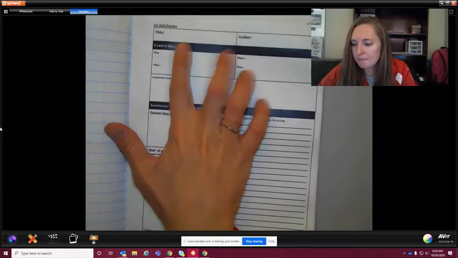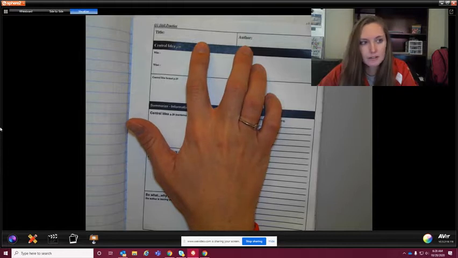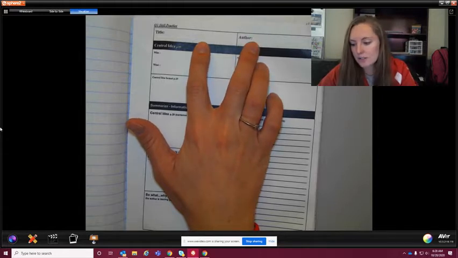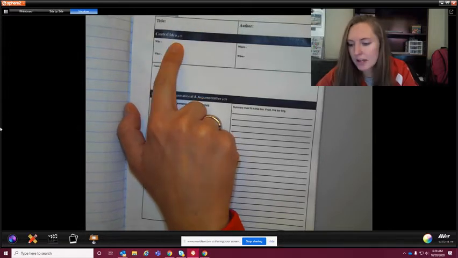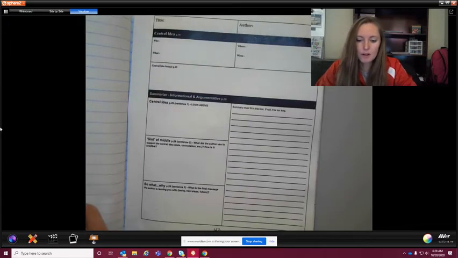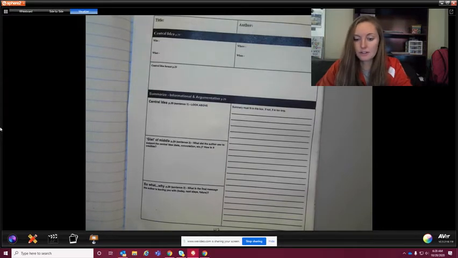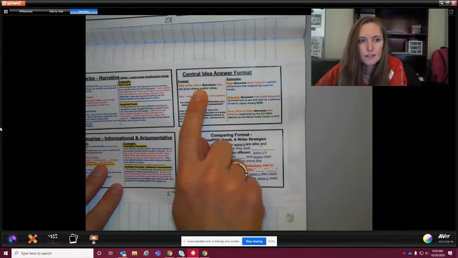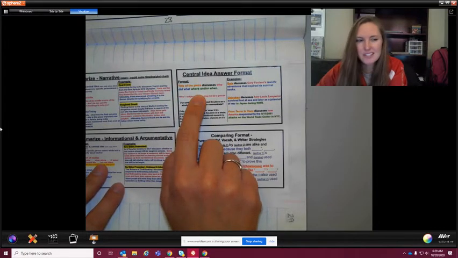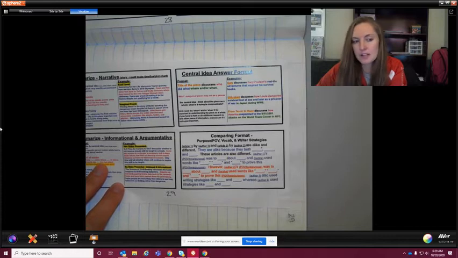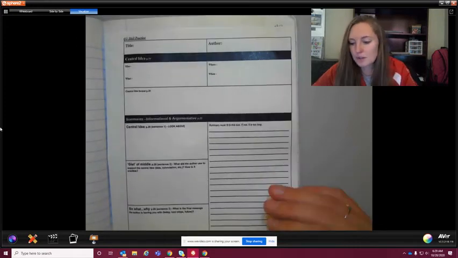Looking up here, depending on whatever article you read, you put the title and the author. This is all about nonfiction, so we're always going to use nonfiction articles in Scholastic Scope. And then central idea, I want you to take note of this. It says central idea, page 29. Something I will also refer back to are things on here that say page 29. If you turn to page 29 in your notebook, you're going to see it says central idea answer format. This is where we're going to come and talk about this, but this is next week. But I want to make sure that you understand what this document is and what it's telling you, because again, we're going to use it quite a bit.